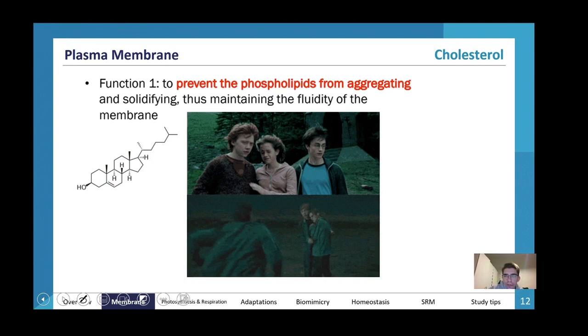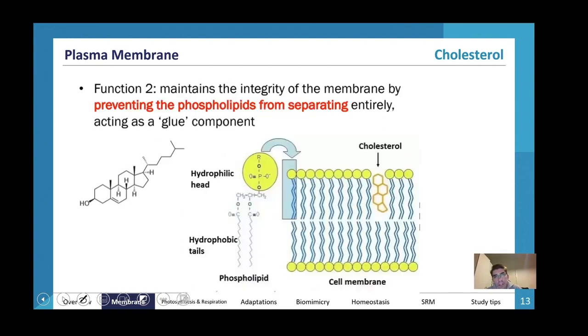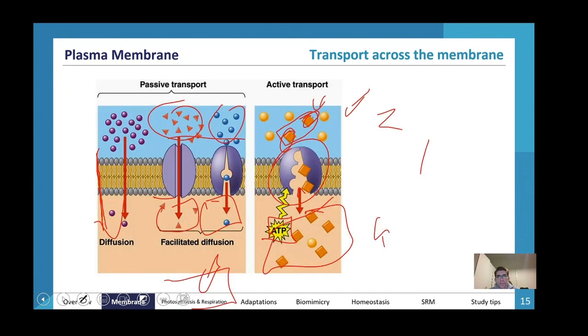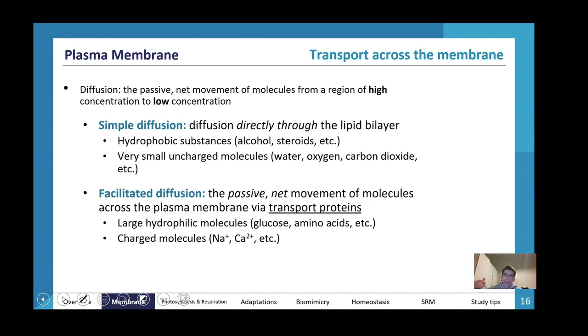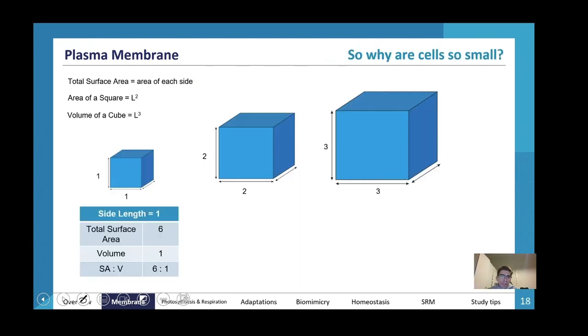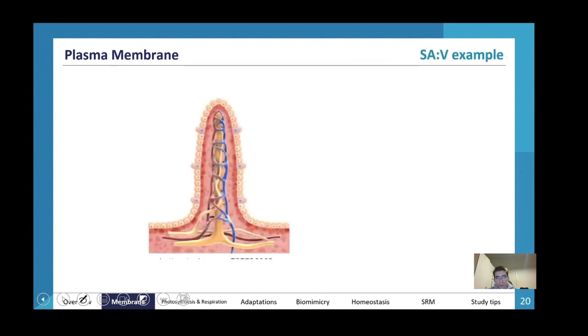Then, we started talking about the importance of cholesterol and how cholesterol carries two important functions. One, to prevent phospholipids from aggregating, and interestingly enough, the other function is to prevent them from separating as well. So it maintains the fluidity of the plasma membrane. Then we started talking about diffusion, active and passive transport, where we started to differentiate between simple diffusion and facilitated diffusion. And osmosis as well, and then we proved the importance of surface area to volume ratio.